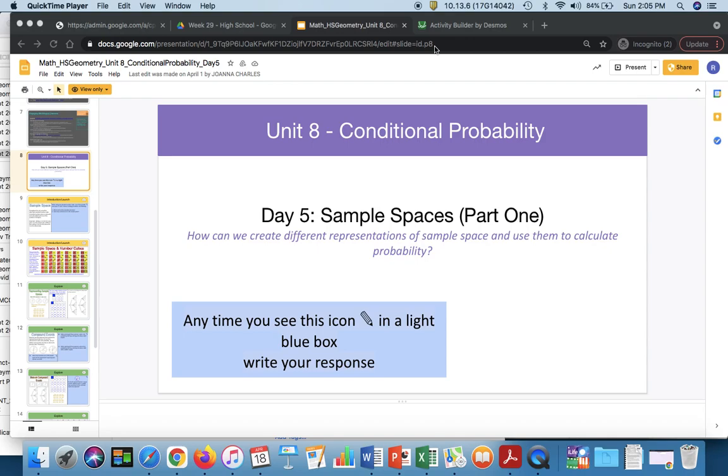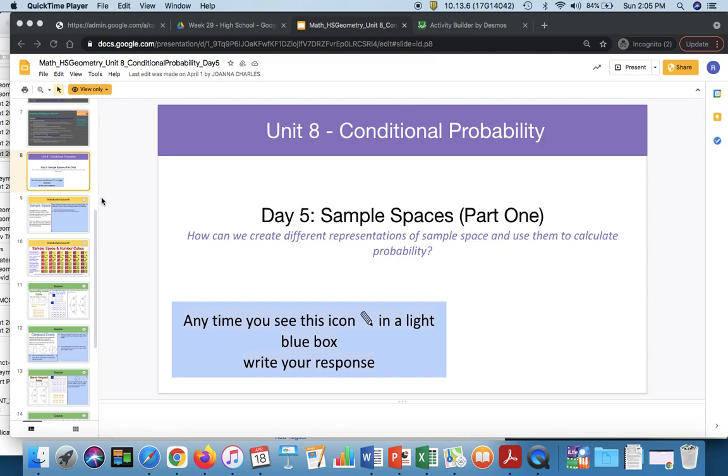Hi, this is Roman, and today we're going to be going over Unit 8 on conditional probability, Day 5 on sample spaces, Part 1, with a focus question of how can we create different representations of sample space and use them to calculate probability.